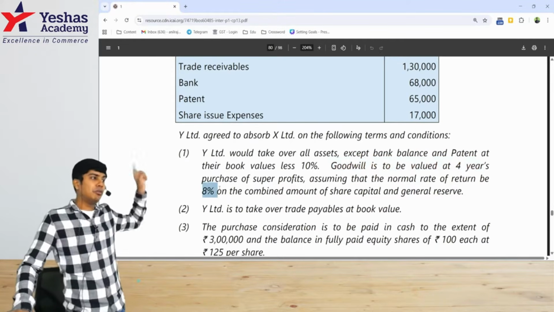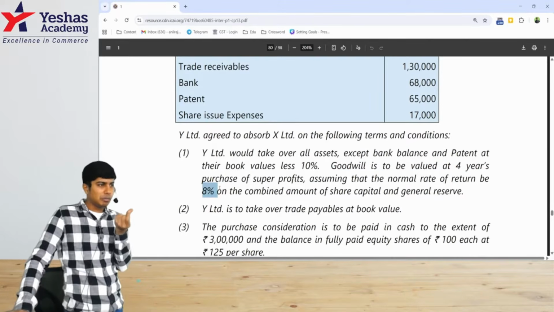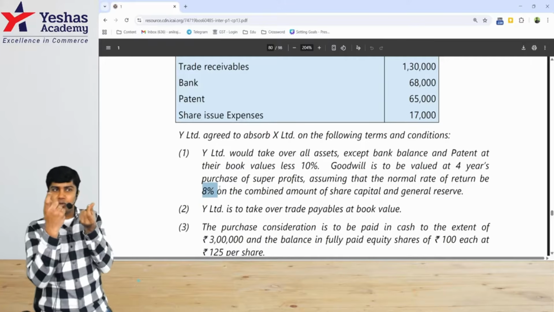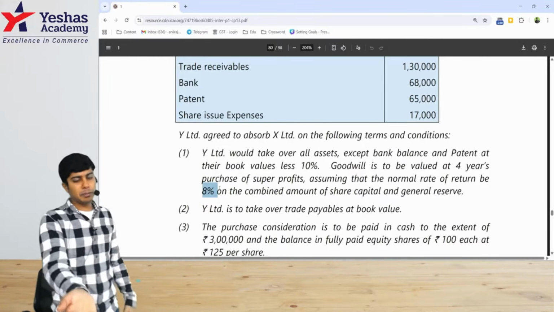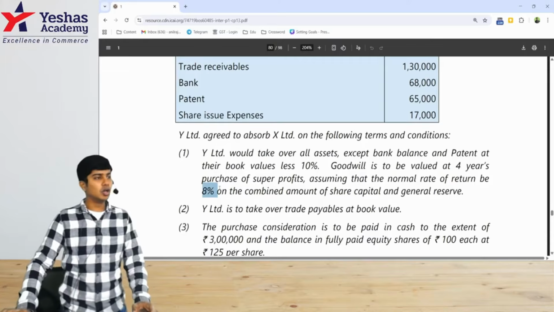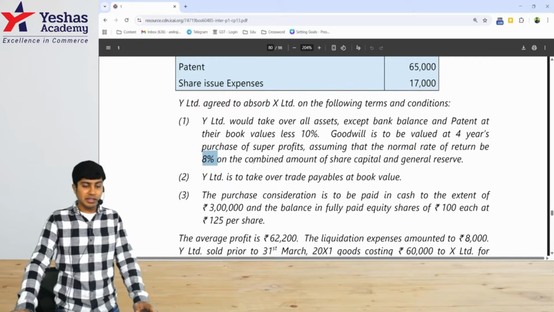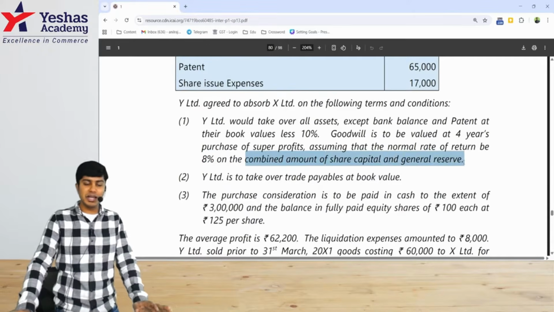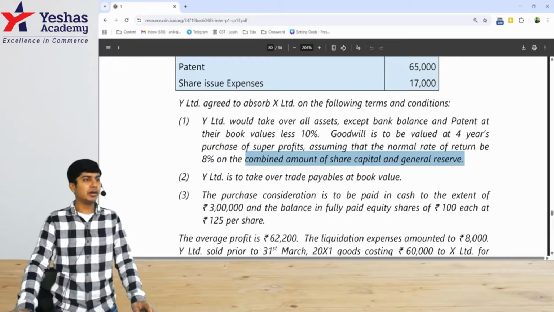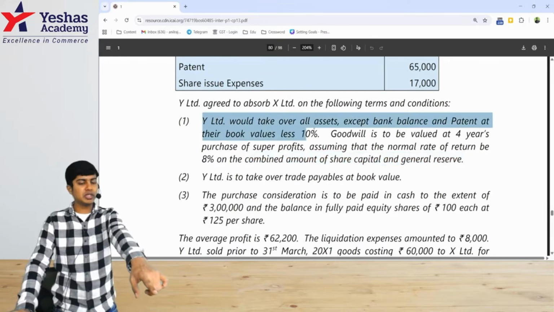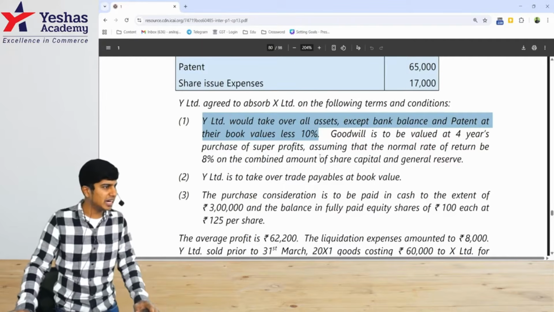On the capital employed, I should apply 8%. Once I apply 8% on capital employed, I'll get normal profit. I'll take average profit or adjusted average profit, deduct this normal profit, and I'll get super profit. Multiply by 4 years, you will get your goodwill. And combined amount of share capital and general reserve. Okay, they're basically telling us that general reserve plus share capital together will become our capital employed. Let's begin. This first part anyways we will take in PC computation, NATO. I'll take that and this together. Shall I start doing it?